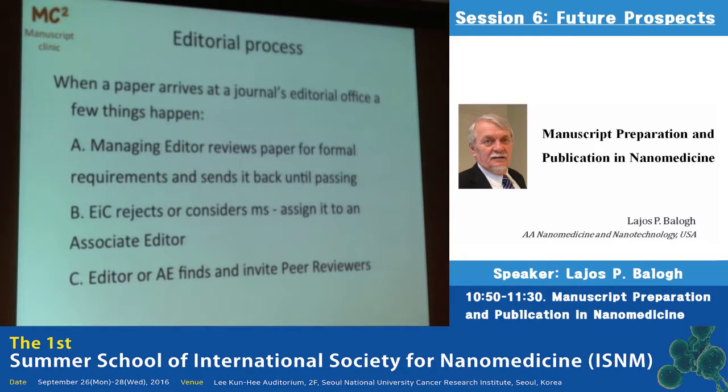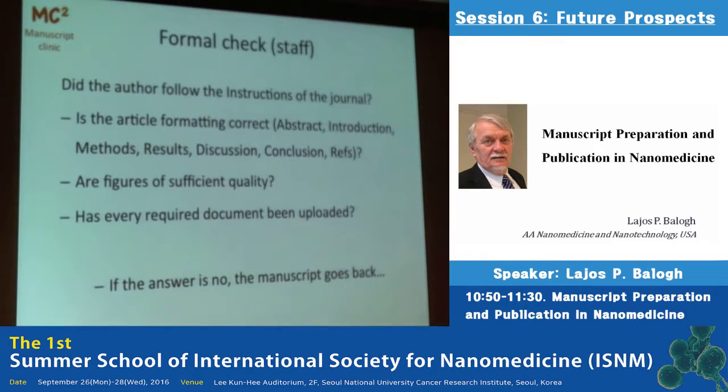Then the EIC rejects or considers the manuscript, assigns it to an associate editor, and then invites peer reviewers. So the formal check is usually done by somebody on the staff; the EIC doesn't even see the paper before it passes the formal check.